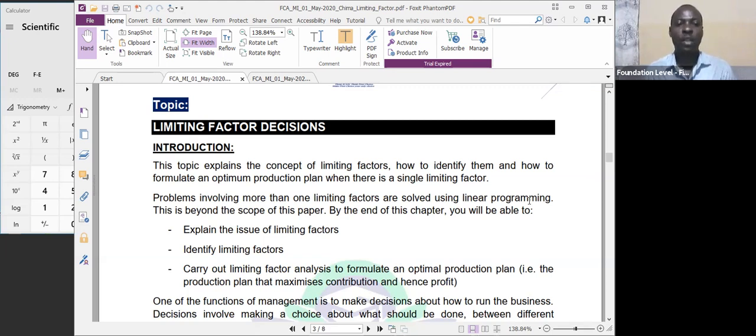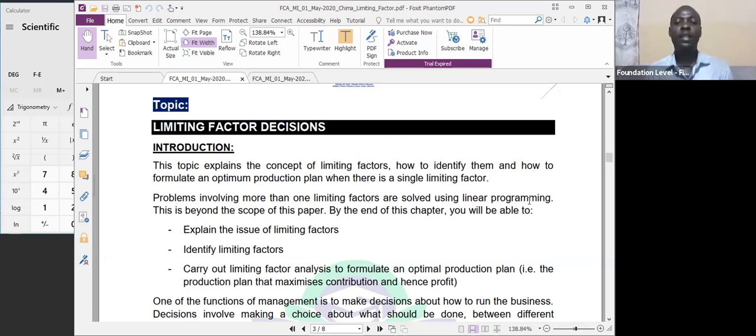So in this lecture, we are going to see what kind of decision we are going to take when these factors of production affect us in such a way that our sales demand is not met. We are going to be looking at just a single factor affecting production at a time. If we have more than one factor of production affecting us simultaneously, then we cannot use this method that we are talking about.